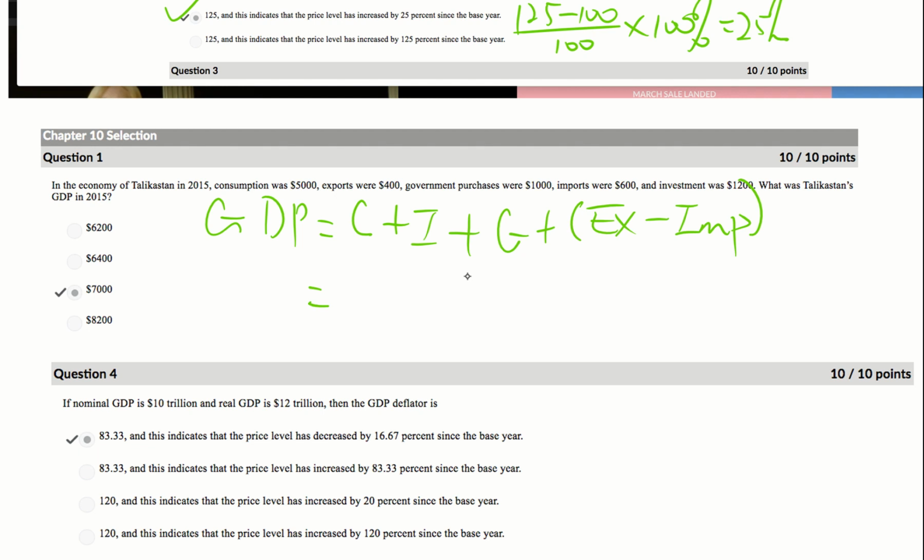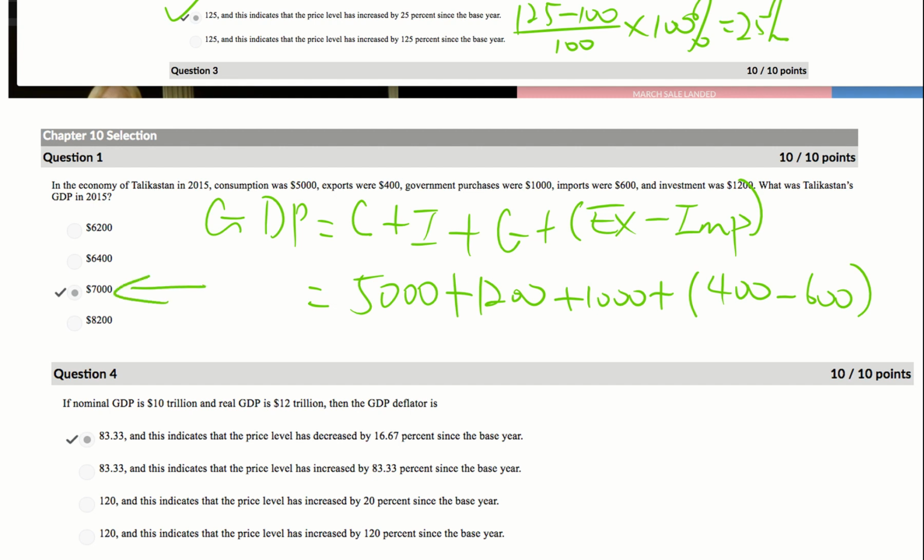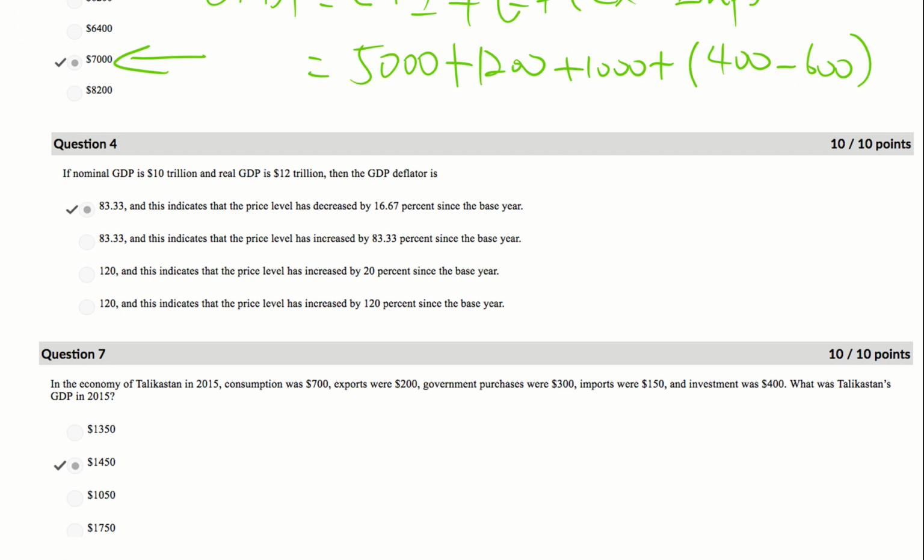So consumption is 5,000. Investment is gonna be 1,200. Government spending is 1,000. Plus exports is gonna be 400, imports is 600. So if you do the numbers right, the answer should be C. Okay, so 7,000.